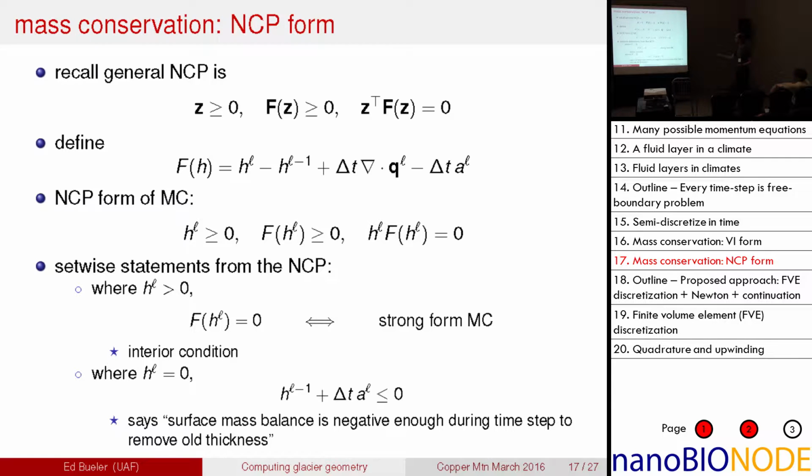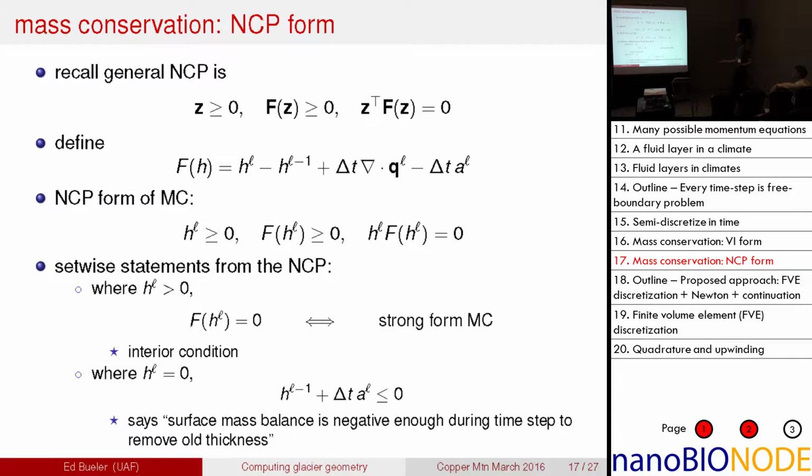So our NCP is like this, and when the thickness is positive, you're solving the usual mass conservation equation, no different. That is to say, you have your residual and you need to get it to be 0 there. But in an open set where the thickness is 0, and this applies to the converged problem, what this is saying is something actually useful.